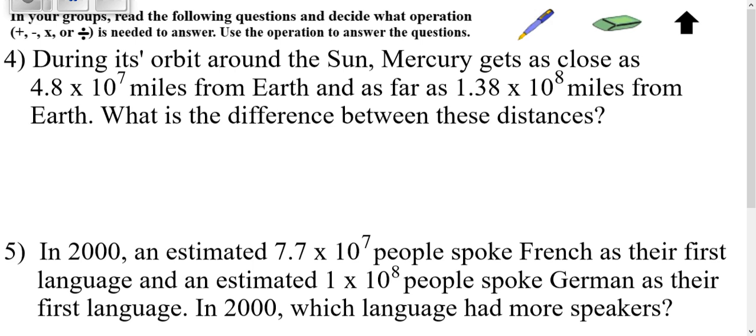All right, so anyway, number 4. During its orbit around the sun, Mercury gets as close as 4.8 times 10 to the 7th miles from Earth, and as far as 1.3 times 10 to the 8th miles from Earth. What's the difference? Oh, we know what that is. Go ahead and see if you can do that problem and be right back. All right, press pause now.